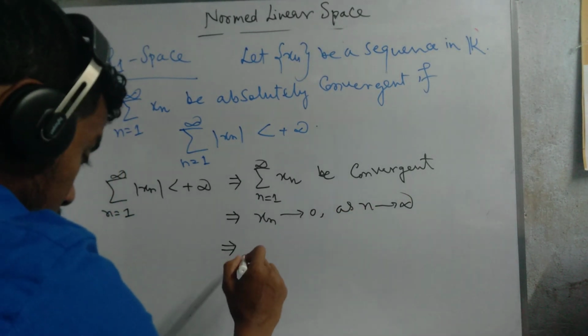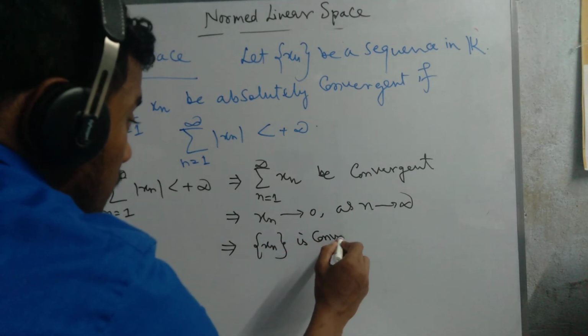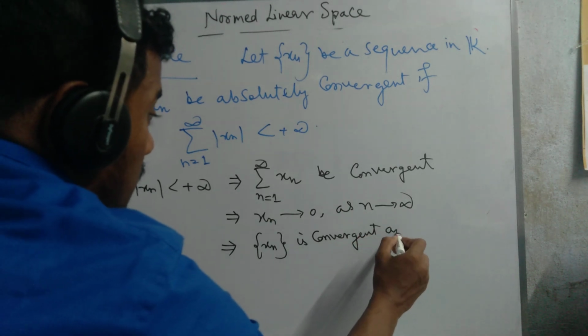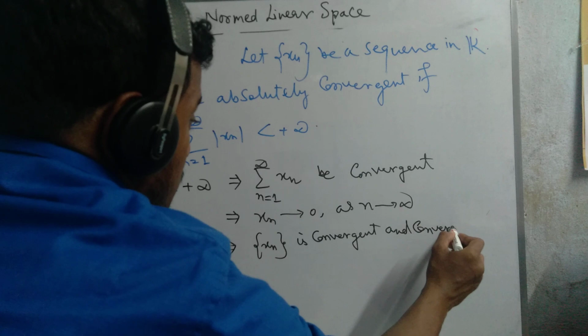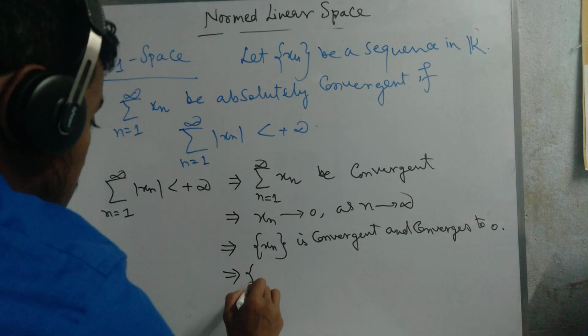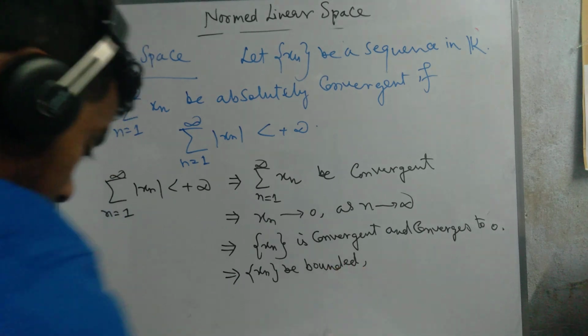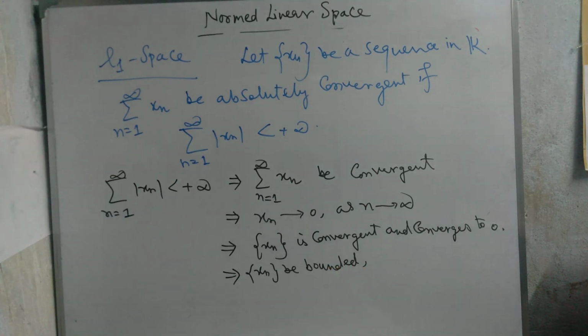This implies that xn is convergent and converges to 0. This implies that xn is bounded. Then here k is a field and a countable set; Ln can also be written as L with index set delta.